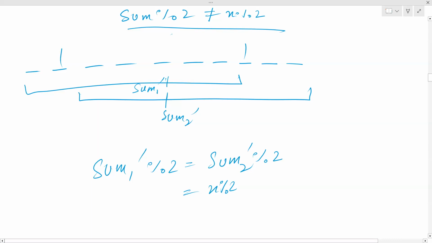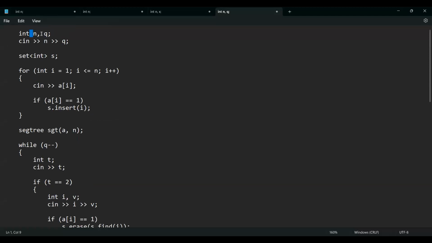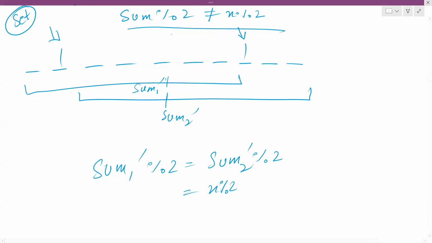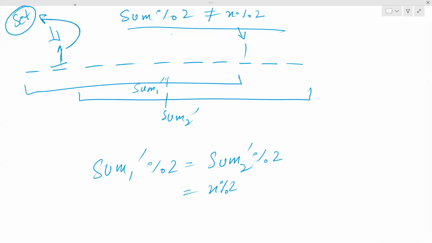So let me show you the implementation. First I've taken n and q as input. Then for finding C, finding the first and last, how will you find these? I have inserted these in my set, in which all the indices which are having one will be stored. So we can easily find the first index which is having one, and the last index which is having one. That's why I've used this set.